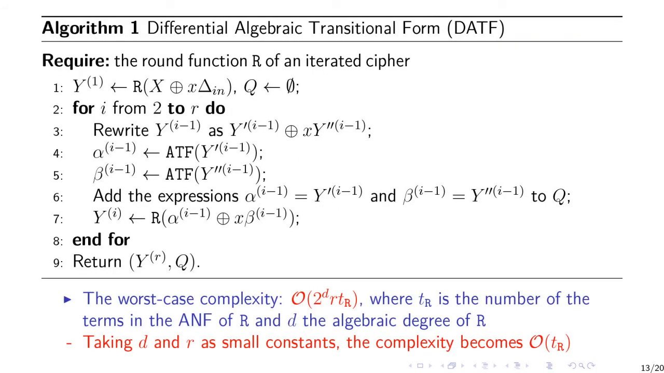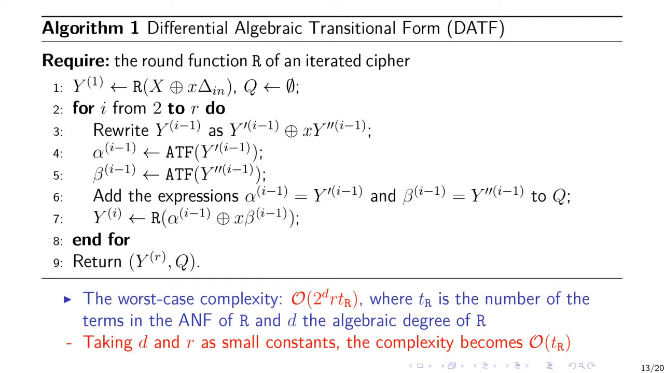The above steps are described in this algorithm. The algorithm requires the algebraic normal form of the round function and outputs the DATF under an expression set Q. F and beta are vectors of variables. From the differential of the ANF, we know each component of F and beta has at most one binary variable.